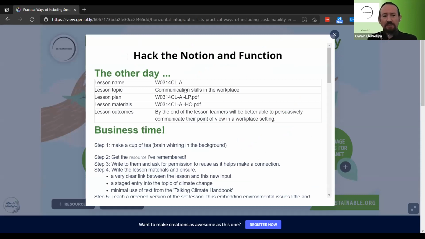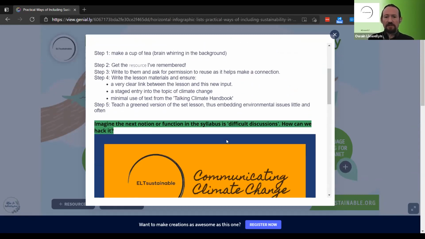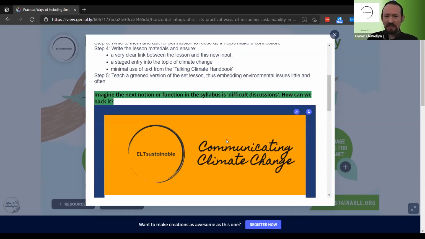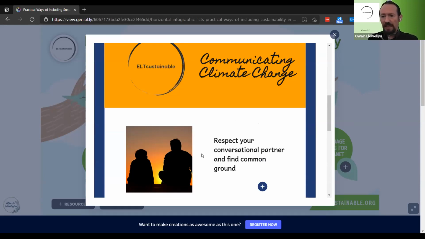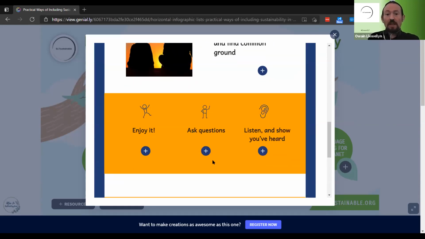Well, it's functional language, and I won't go through all the details of how I created it, starting with making a cup of tea and thinking, but what it ended up is I had time on that day, so I could make an infographic, and this infographic was based on a website called Climate Outreach, and they have a whole booklet on how to communicate climate change. And what I noticed is it's very similar to functional language that might be needed in a business workplace.